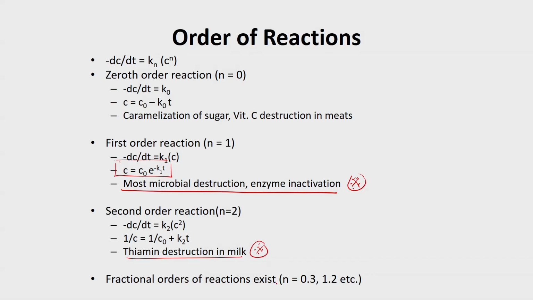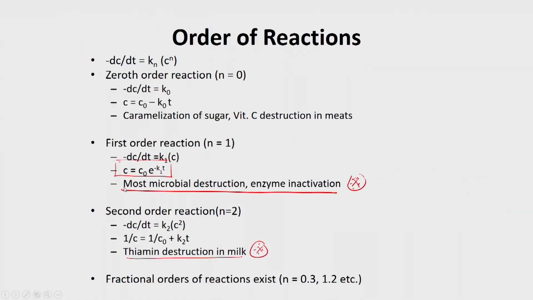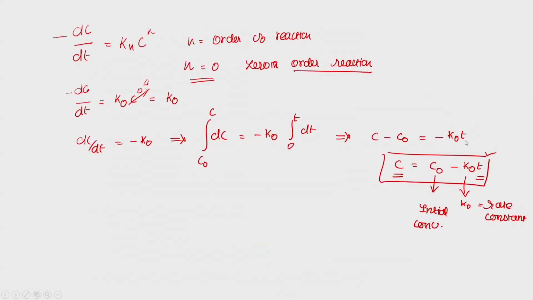Right, and fractional orders would also be possible, but we are not going to go into detail about that. So now what we have done here is, if I know my order of reaction a priori, I will be able to calculate my concentration at any point of time t. But if I do not know the order of reaction a priori, how would I calculate that, right?